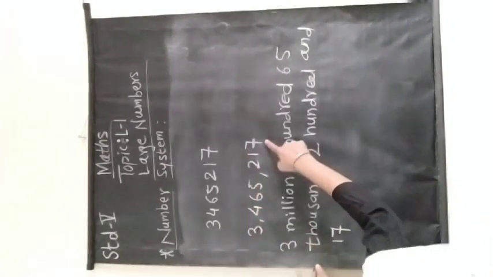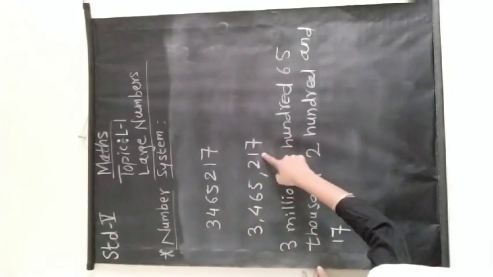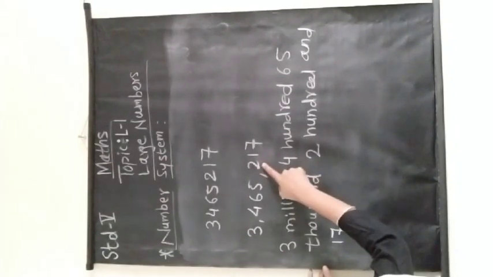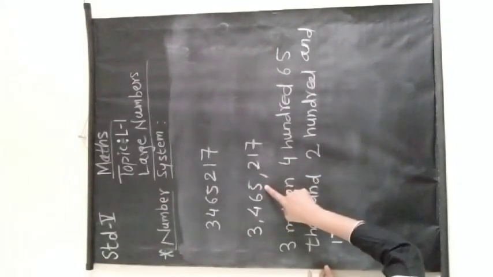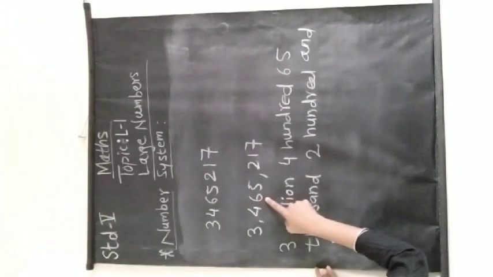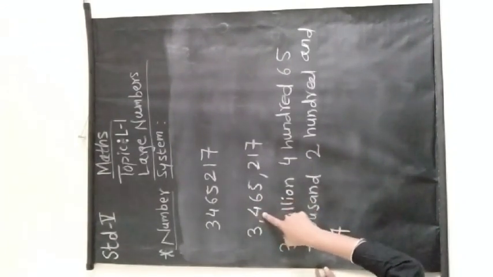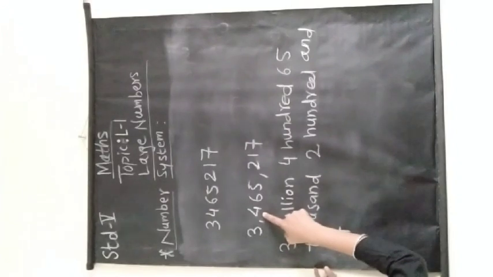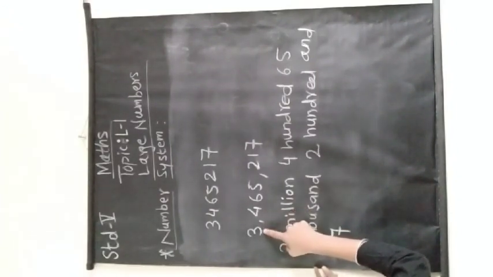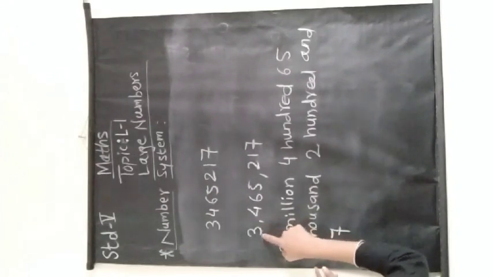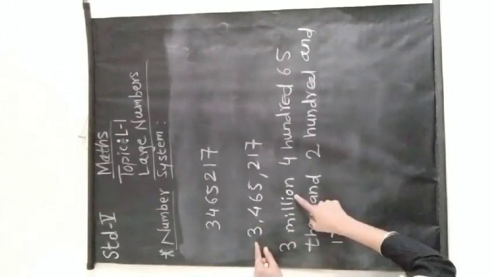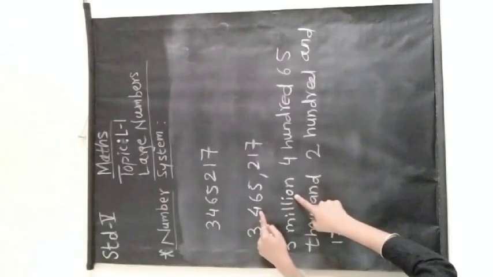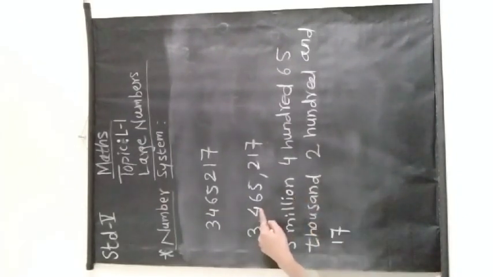3,465,217. This is ones place, then tens place, hundreds place, thousands place, 10,000s place, and then 100,000 in the international system, but in Indian it is lakh. And this is million. So 3 million, and this is 400,000. It is the 100,000 place, but how do we read this in the Indian system?